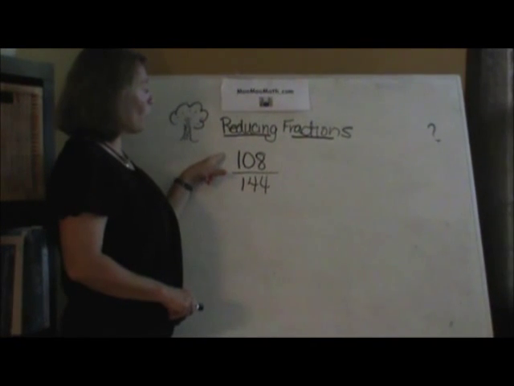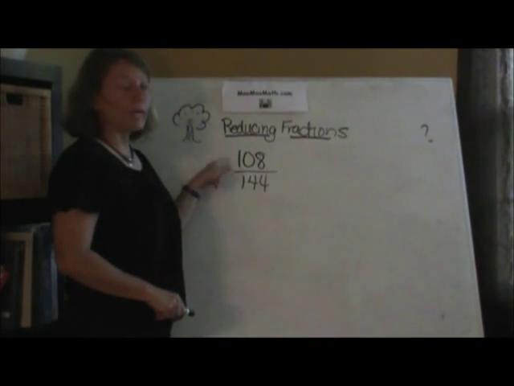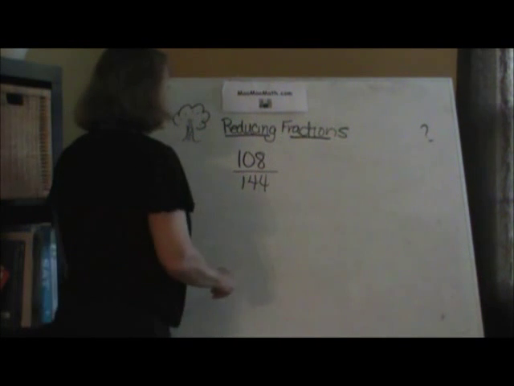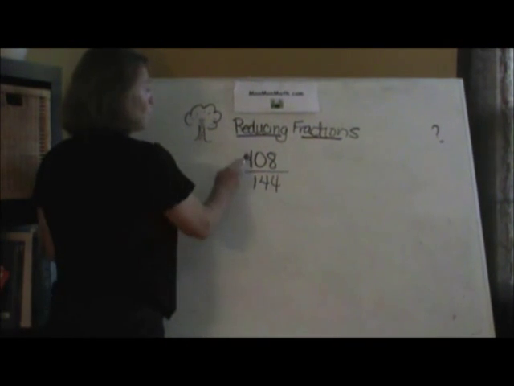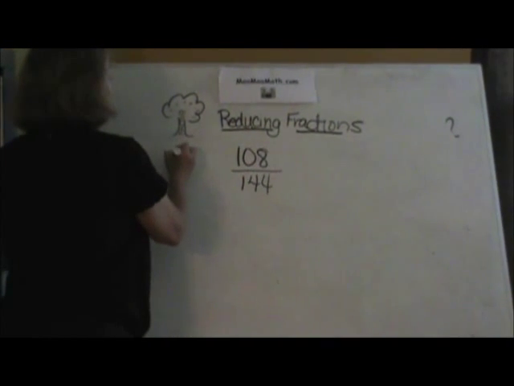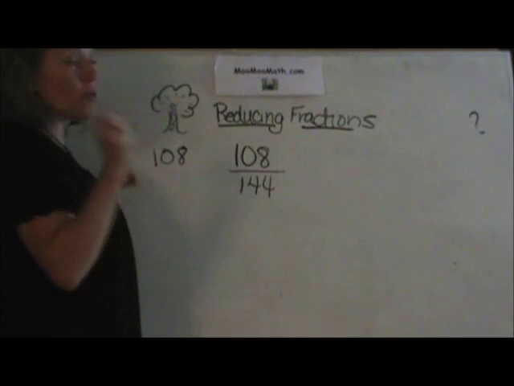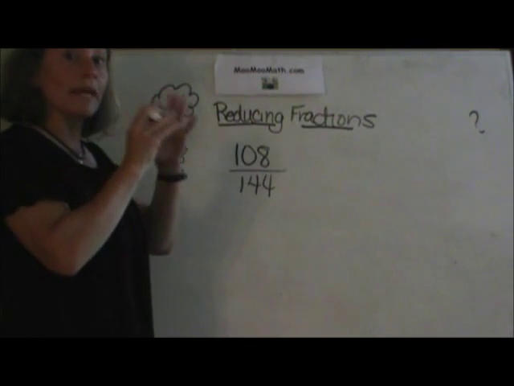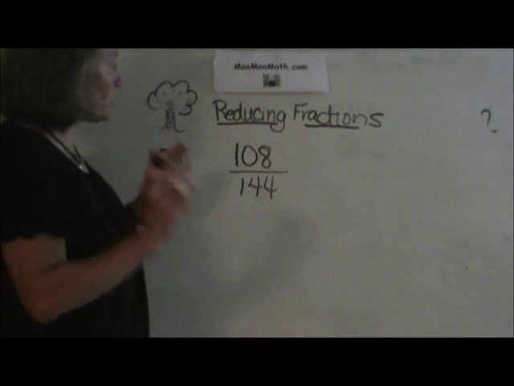So let's start with 108 and 144. Again, I'm going to use a factor tree method. So I'm going to take each of both my numerator and denominator and make a factor tree for each. And what a factor tree is, is just finding all the prime factors, which is taking that number and breaking it down into the smallest parts.